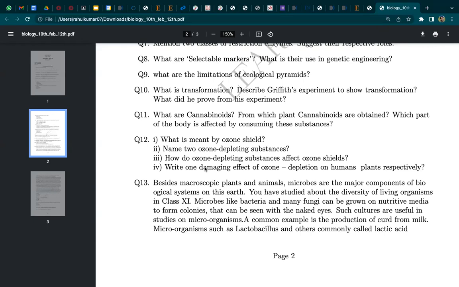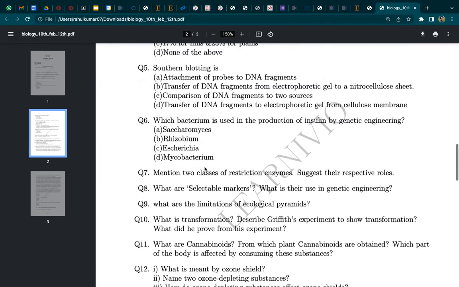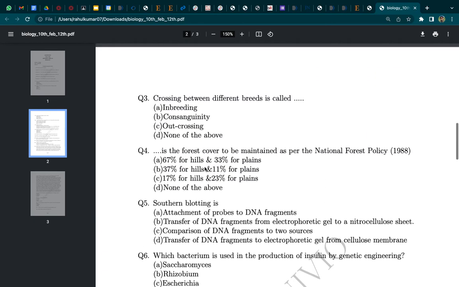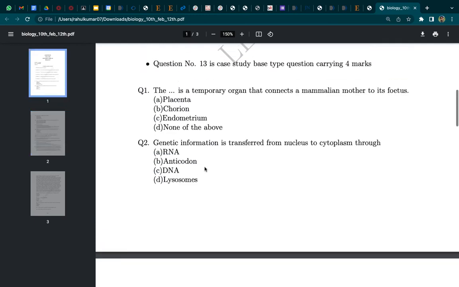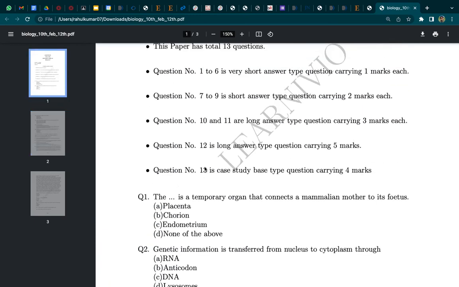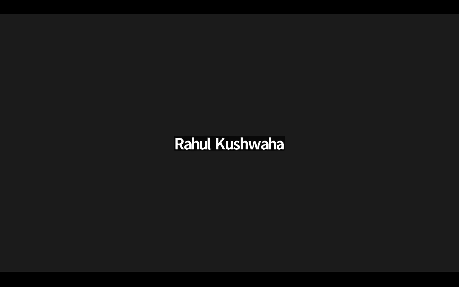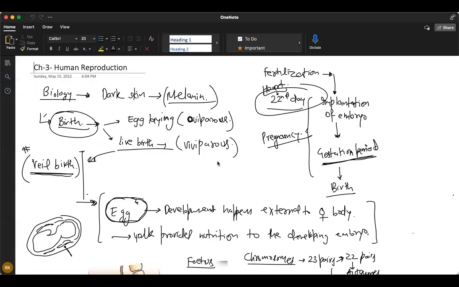Is that clear, Fatima? Yes, sir. Does anyone else have any other doubts or questions from this paper? No? Okay, so I'll stop sharing this and I will start sharing the reproductive chapter.